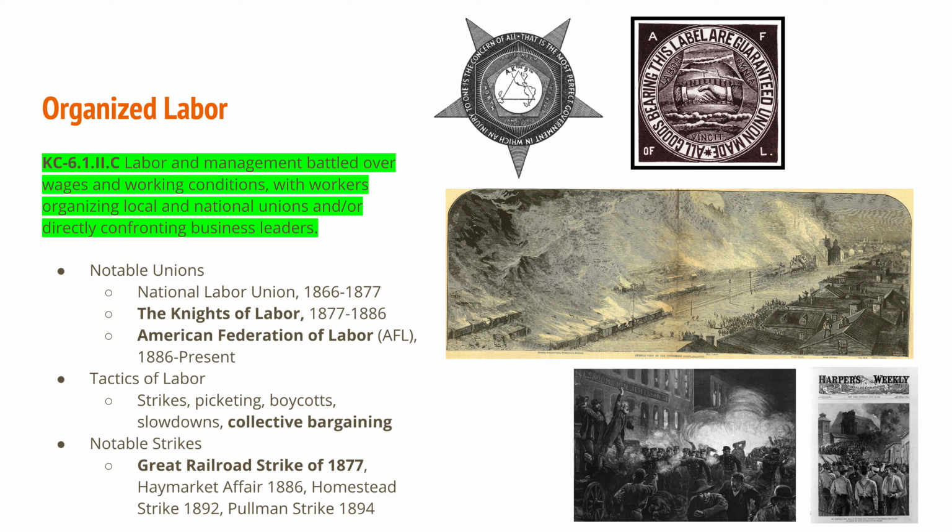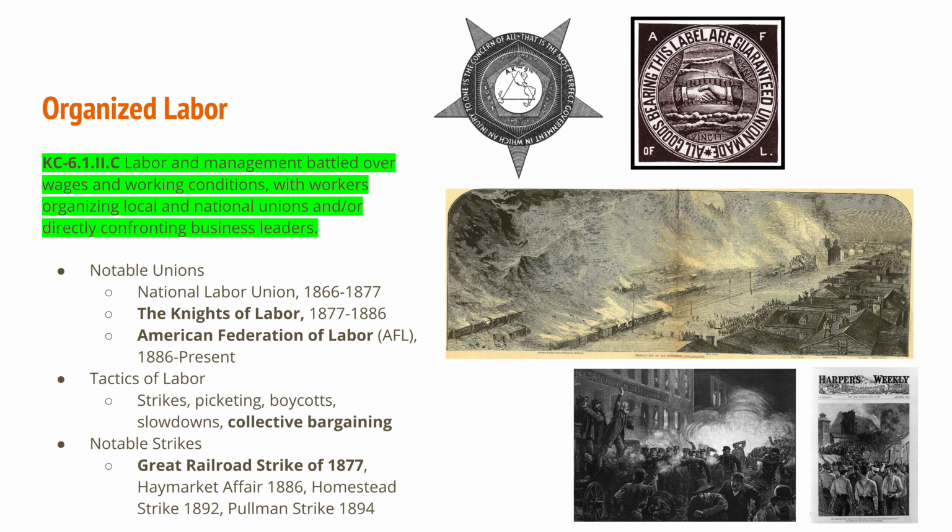So the National Labor Union is going to be prominent until 1877. Then the Knights of Labor takes over until 1886. And then the AFL is still around today. In the 20th century, they joined up with the CIO, so now you might see them as the AFL-CIO. And we'll talk about why each of these diminished in popularity over time.